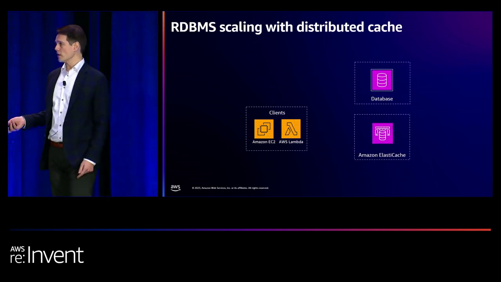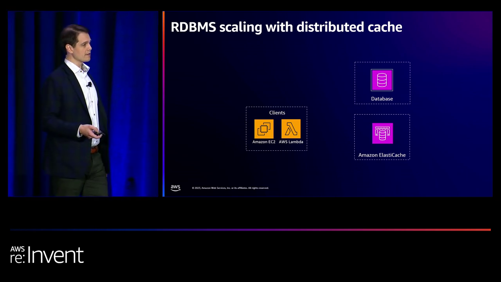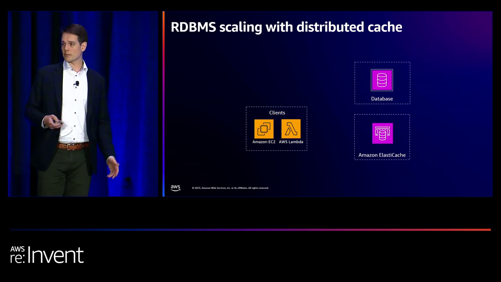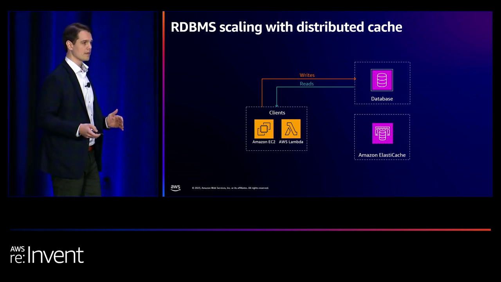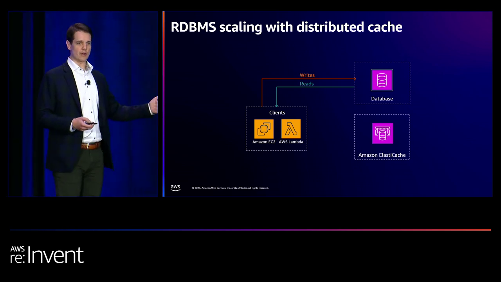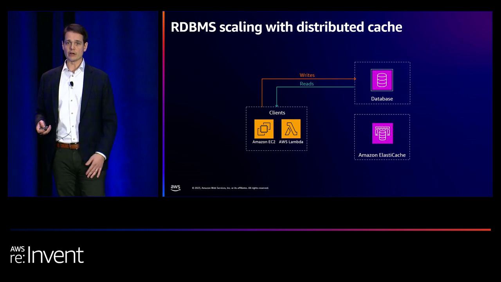So now let's look at another way to scale the database by using ElastiCache. So we've updated this example here a bit. You can see ElastiCache now in the mix. And your application clients can still read and write directly to the database as before. But now you have a distributed cache used to accelerate the performance of your application and offload some of that I/O off the database so it can better serve write requests.